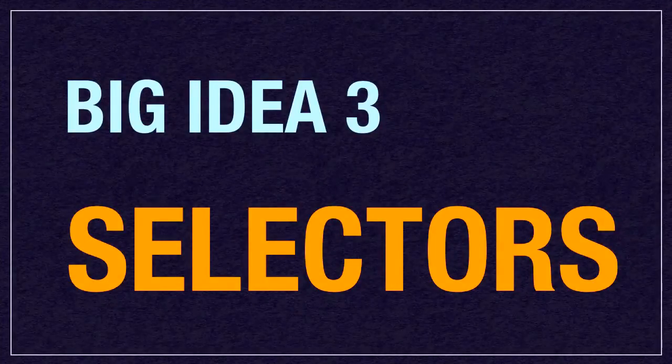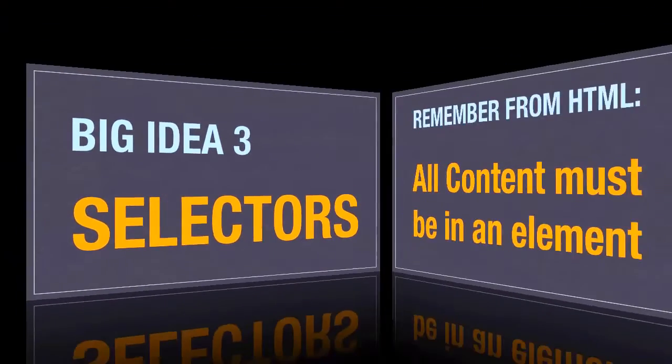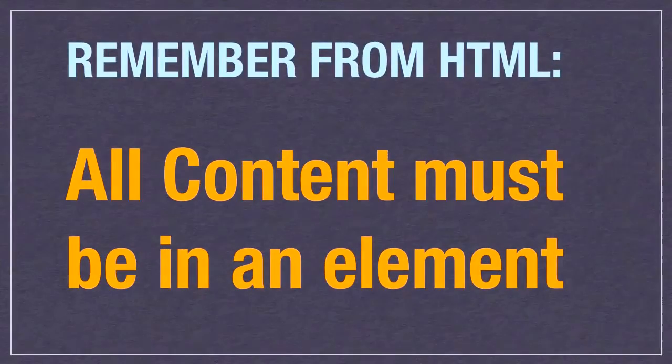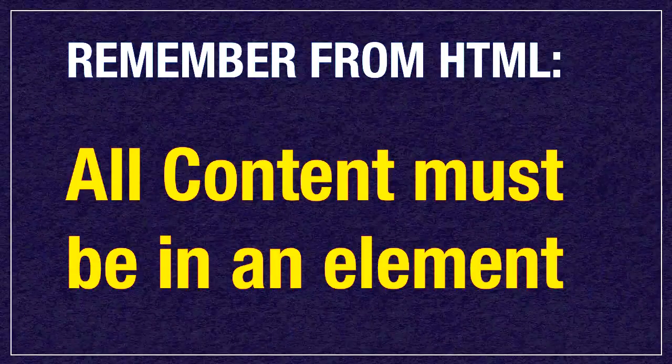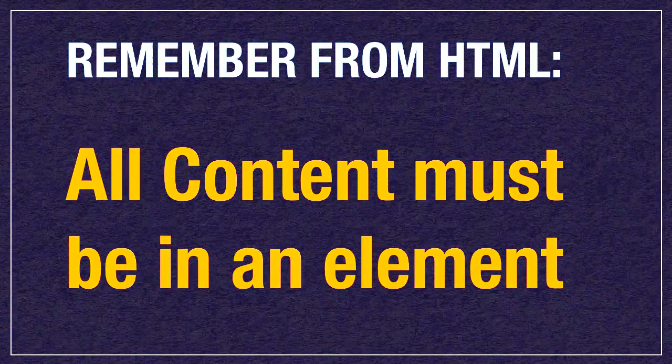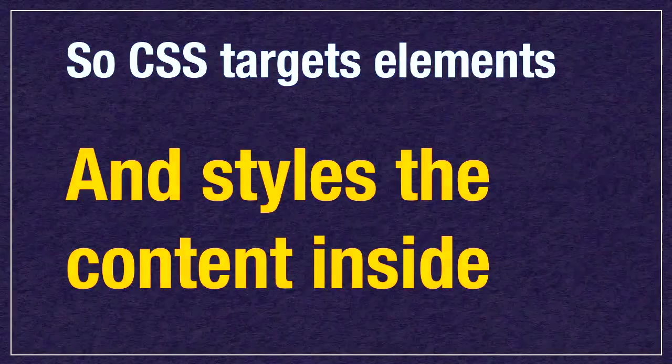So the third big idea we have are selectors, and we just talked about that, but we want to get into those in a little bit more detail, because this is one of the big pieces of CSS in terms of applying it right and learning about it. So remember from HTML that all content on the page must be in an element. You can't just have content floating out there, it has to be in an element. And so our CSS selectors essentially select elements.